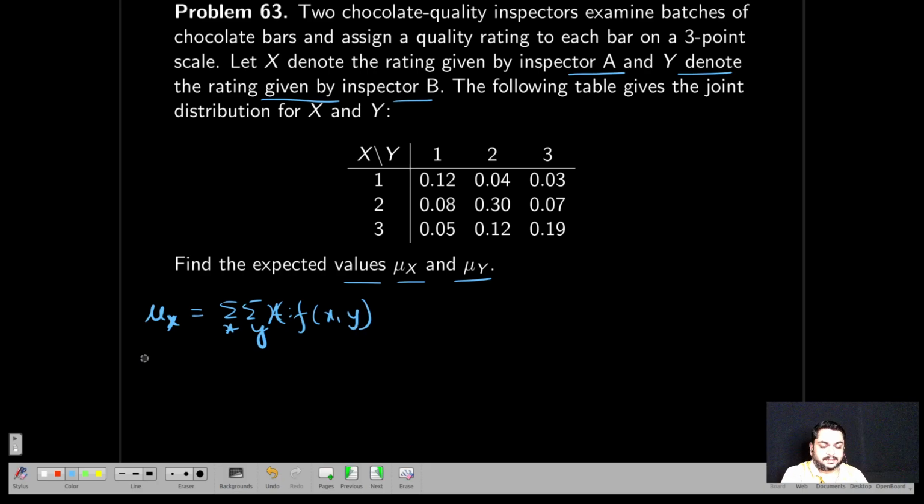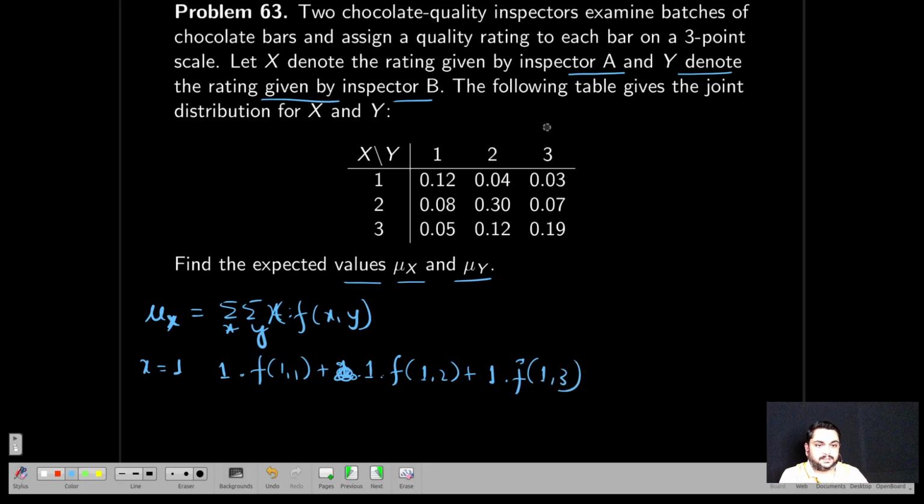So x can take what? X equal to 1. In that case, we'll have the summation as 1 into f of 1 comma 1 plus 1 into f of 1 comma 2 plus 1 into f of 1 comma 3, because y is 1, 2, 3. You can take all the ones first, then all the 2s and then 3s, like that.